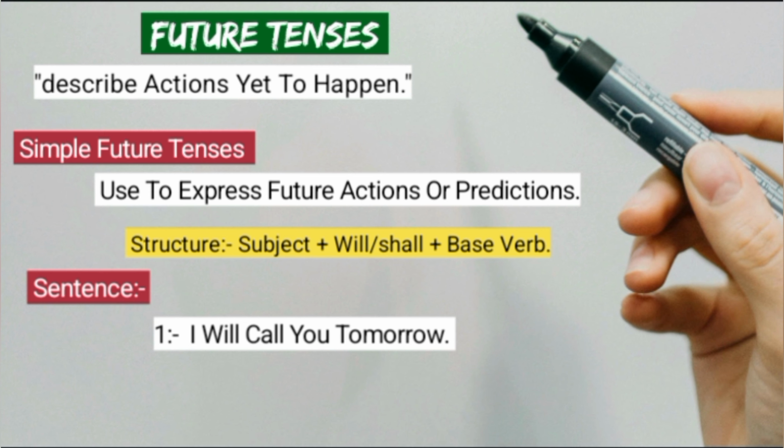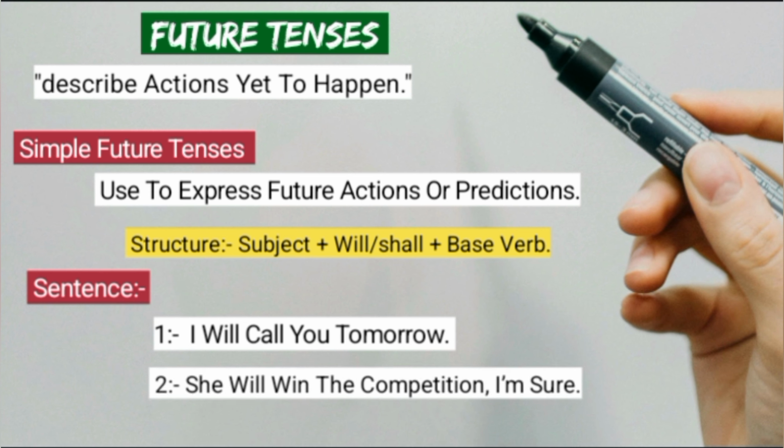In this sentence, I is expressing future, that I'll call you tomorrow. Sentence number 2 is, she will win the competition, I'm sure. And here in this sentence, I is predicting that she will win the competition.